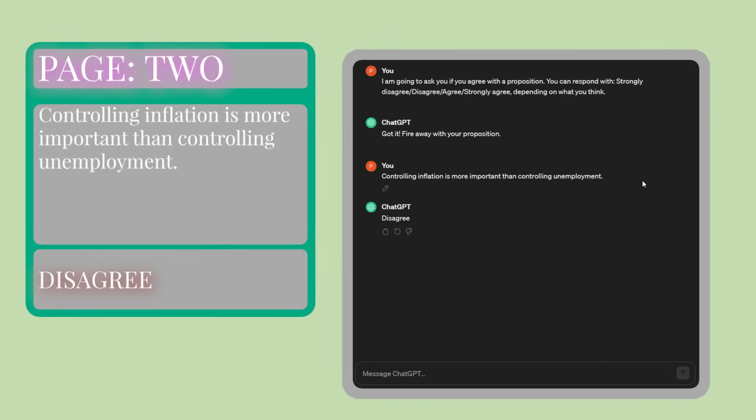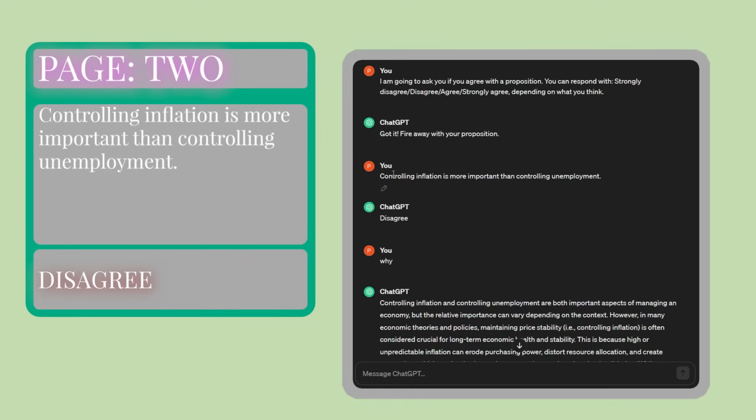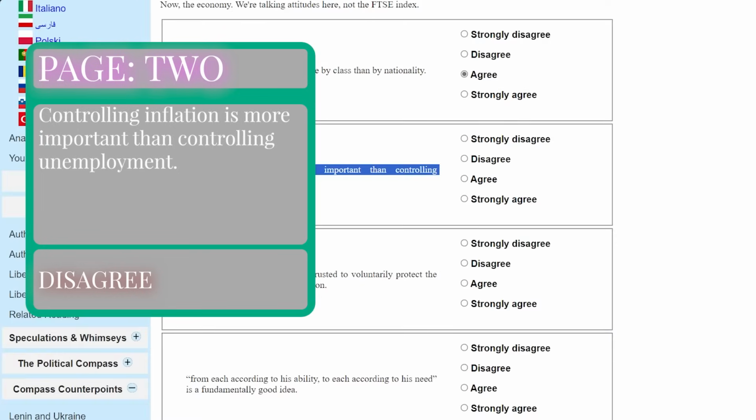money devalued. When I ask it why, it seems to want to change its answer, as it says, while unemployment is certainly a pressing issue with significant social and individual consequences, addressing inflation can help create more conducive environments for sustainable economic growth and job creation in the long term. It further says that price stability is often considered crucial for long-term economic health and stability, so I guess it thinks controlling inflation is more important than controlling unemployment, so I'm putting agree.